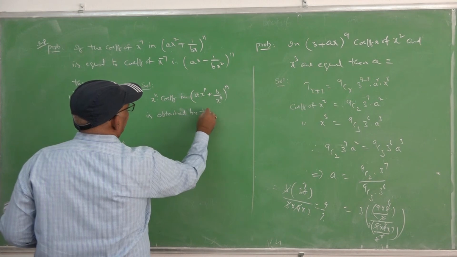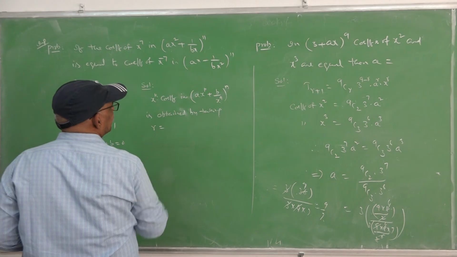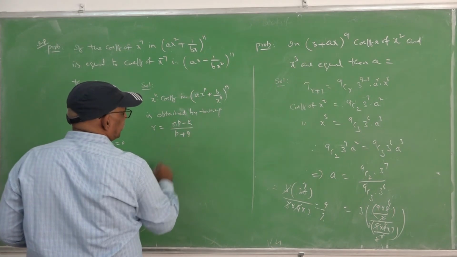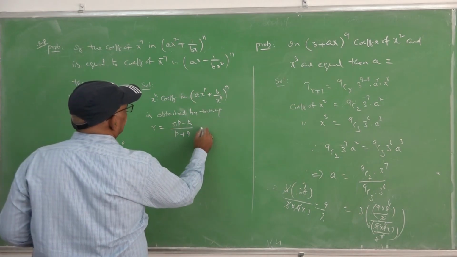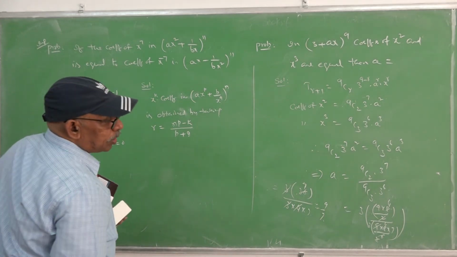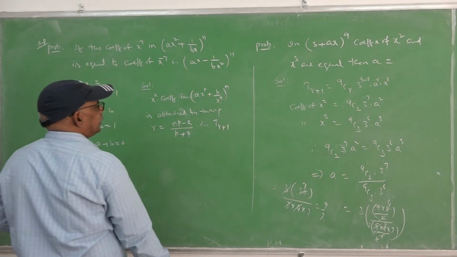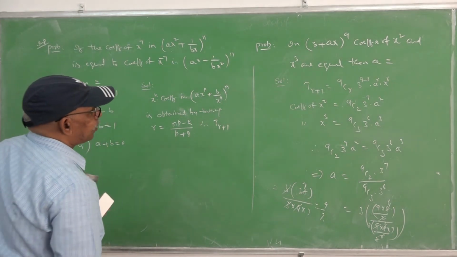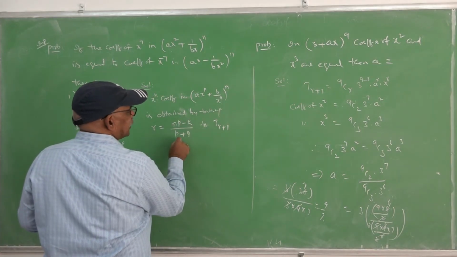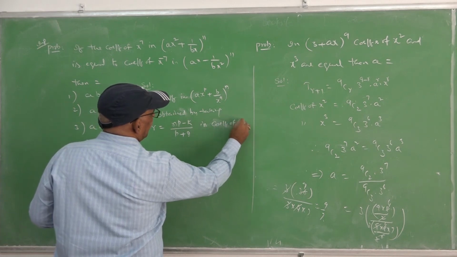by taking r equal to (np minus q) by (p plus q), or equal to (np minus k) by (p plus q) in t r plus 1, in the general term. Coefficient of t r plus 1 is obtained by taking r equal to (np minus k) by (p plus q) in coefficient of t r plus 1.